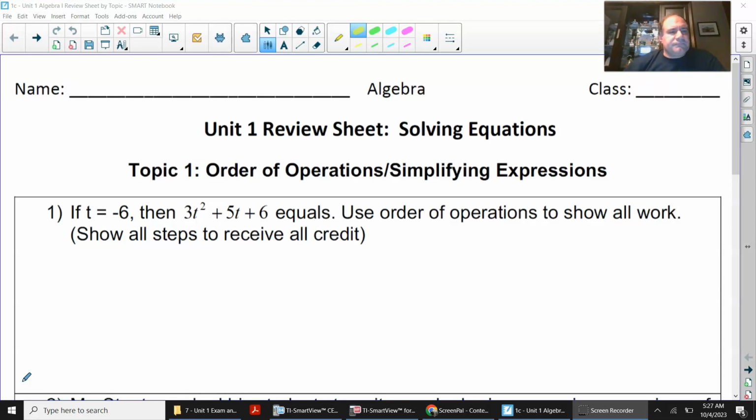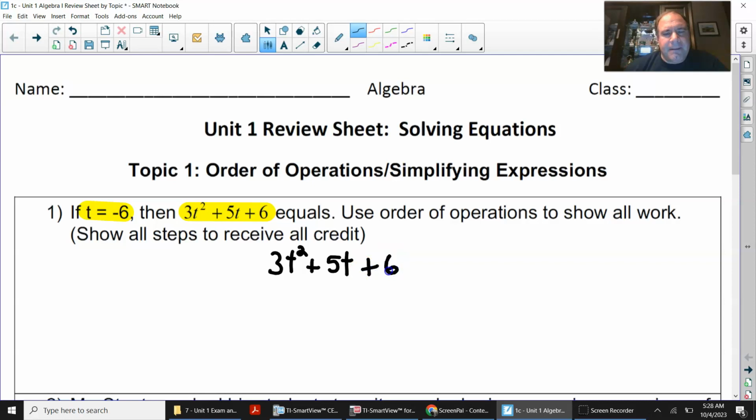So number 1, if t is -6, then this is going to equal what? Nice and easy, use order of operations to show all work, show all steps to receive credit. The first thing that you do is rewrite the expression. Then the second step is that when you rewrite the expression, this goes in for t. So I'm going to put -6 in for t.